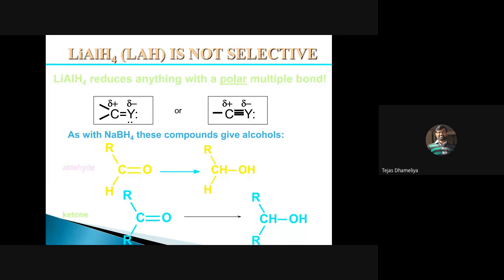These are the three types of selectivity: chemoselectivity, regioselectivity, and stereoselectivity. Chemoselectivity is related to chemical functional groups. So that is there on your screen.